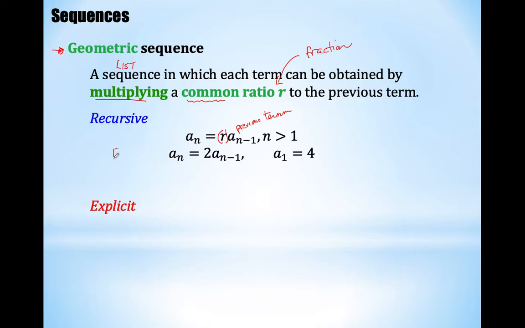So this is an example. If, for example, I tell you that my first term is 4, and how you get every other term is multiplying. Now this is a fraction, right? It's 2 over 1. You multiply each term by 2. So the first term is 4, the second term is 8, the third term is 16, and so on and so forth.